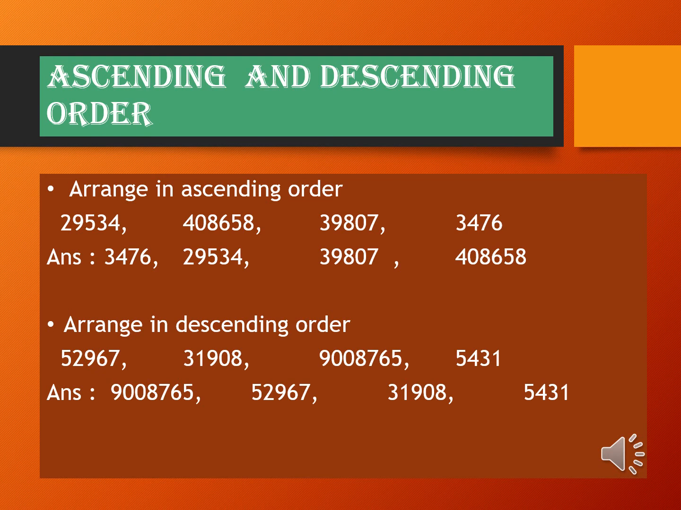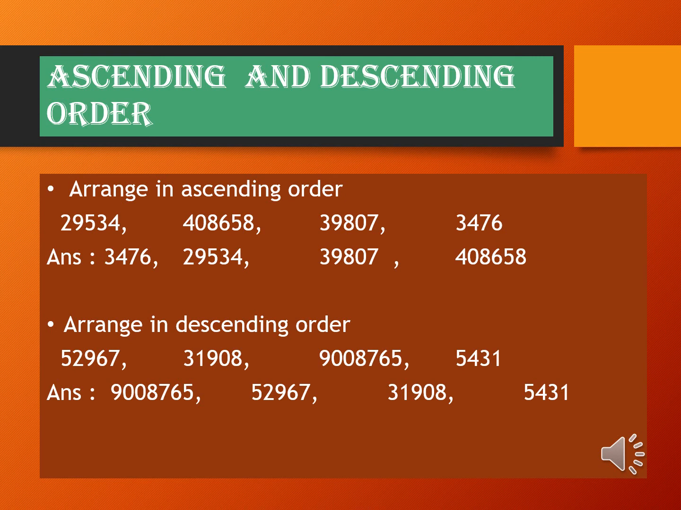Next, we can discuss ascending and descending order of numbers. To arrange numbers in ascending order, we arrange them from smallest to biggest. Four numbers are given here. What are the numbers? The first number is 29,534. The second number is 4,08,658. The third number is 39,807. And the fourth number is 3,476.